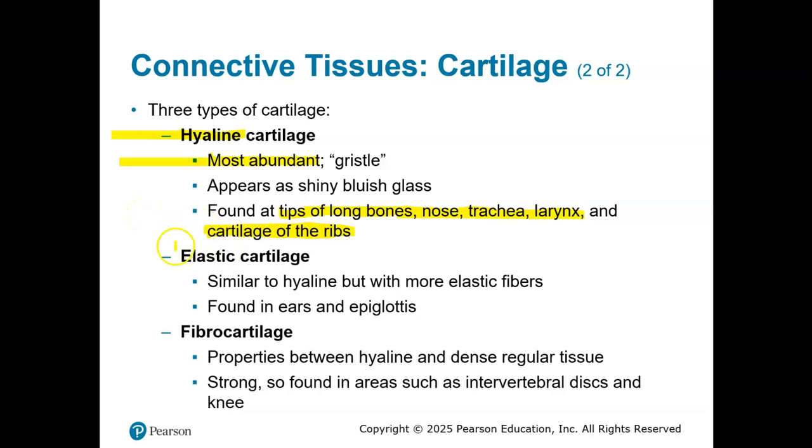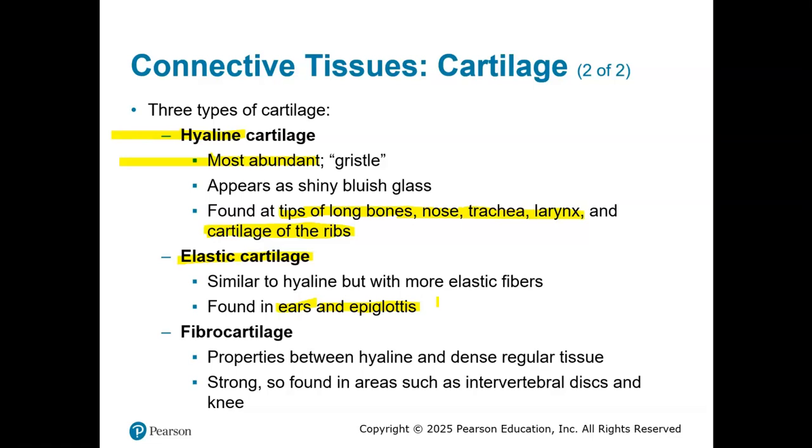So the cartilage between your ribs and the ribs that connect to your ribs, that's hyaline. And then there's elastic cartilage, which has more elastic fibers in it, and we find it in the outer ear and your epiglottis, which is a flap that covers over your airway whenever you swallow food and keeps your food from going down the wrong way. So the epiglottis is found in your throat, basically. So the outer ear and the epiglottis are elastic cartilage.